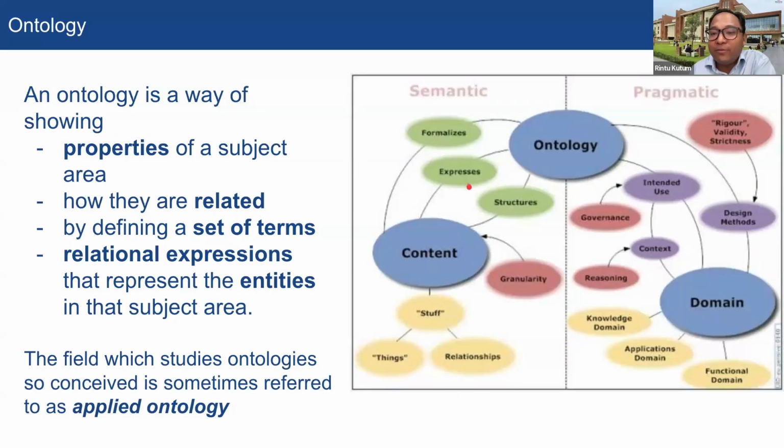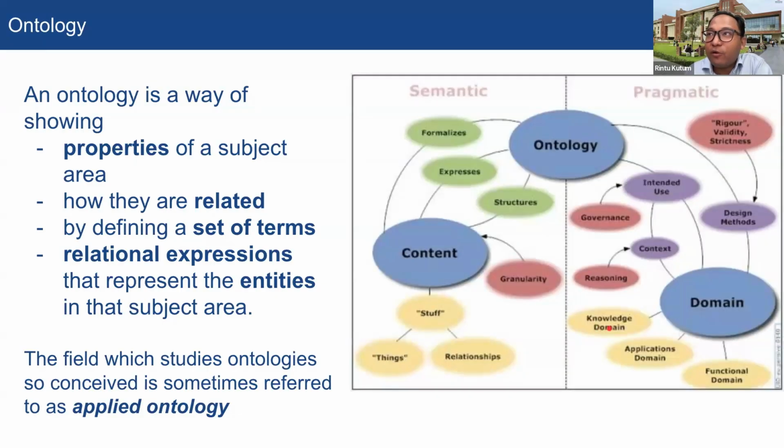In that, there are three building blocks that exist. One is the formalization, how to go about formalizing it, then the expression of that, and also the structure related to that. That is typically to capture the semantic component of the ontology. Then you have another component which is more pragmatic in nature, where you have a domain, and a very specific domain has specific knowledge, and that knowledge has a specific purpose. And there is a lot of functional component with that domain itself.